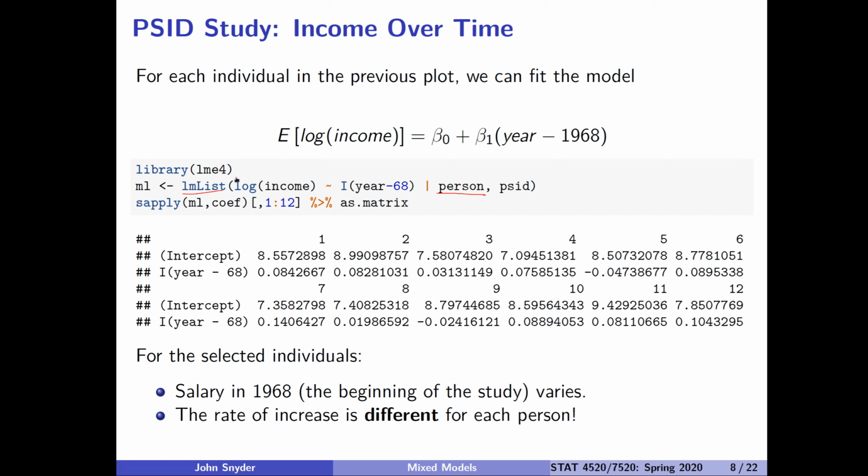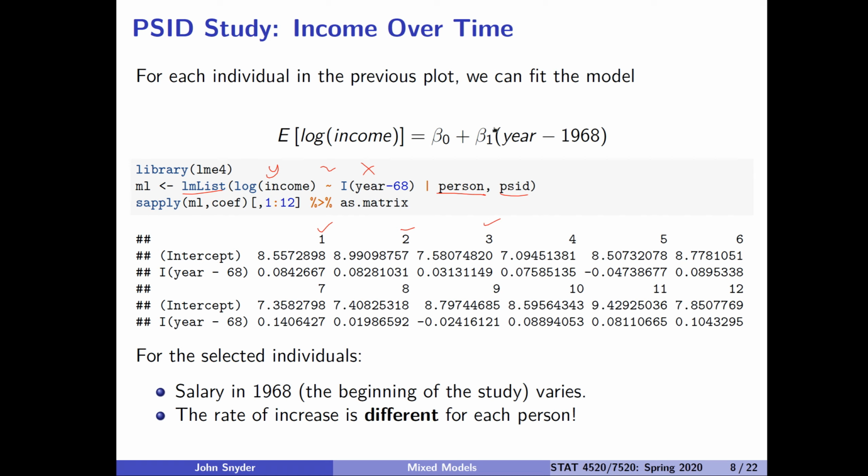So what we're going to do is create this y tilde x, this linear regression here, for every person separately. What this will do is take the data set that's given here, split it up by individual, and fit a linear regression within each level of this variable we specified here. In this case, we have picked only the first 12 folks in our data set. And what we can see is for each individual, we have an intercept and a slope.